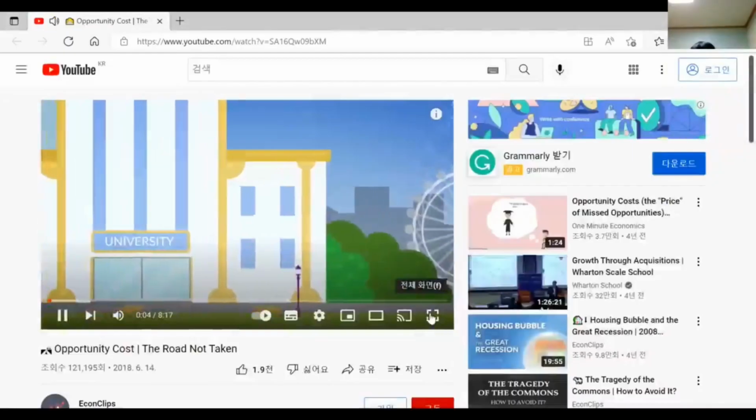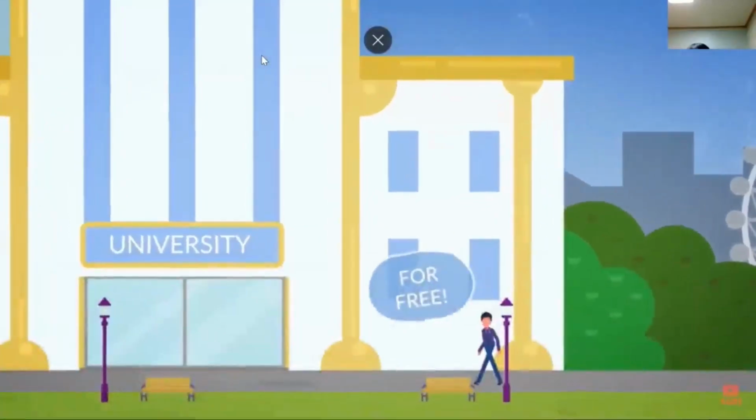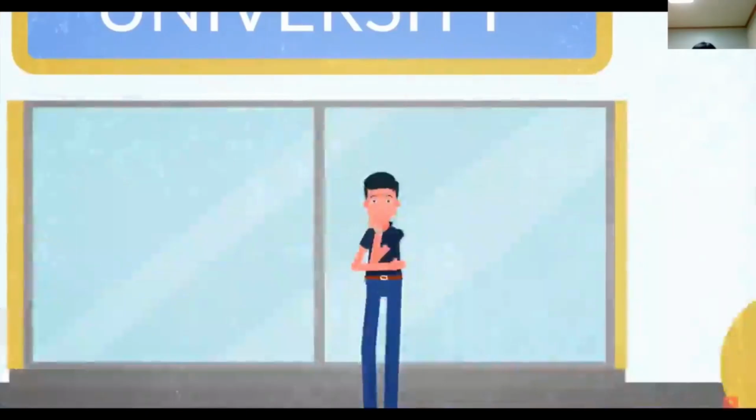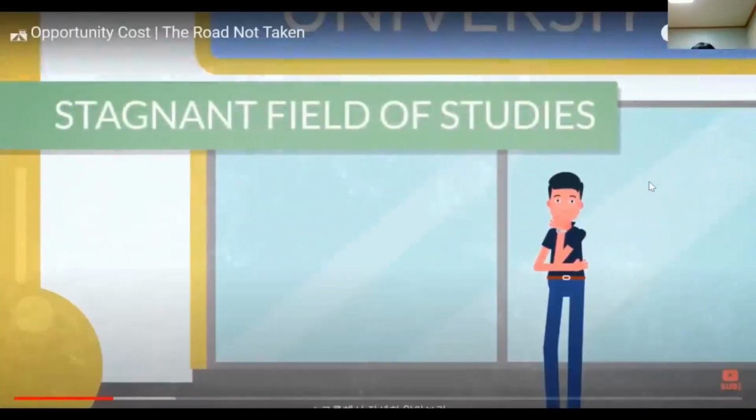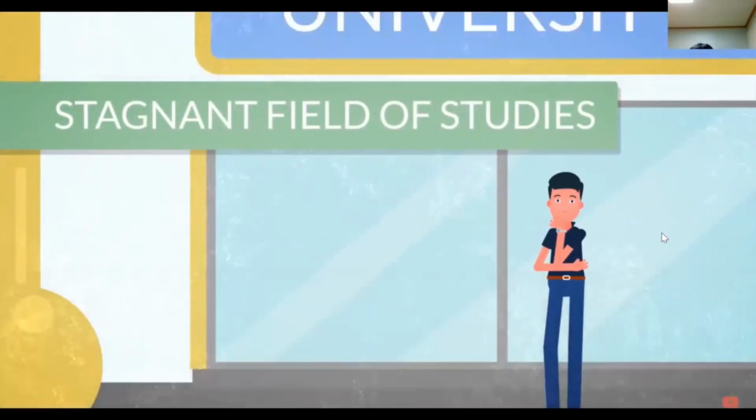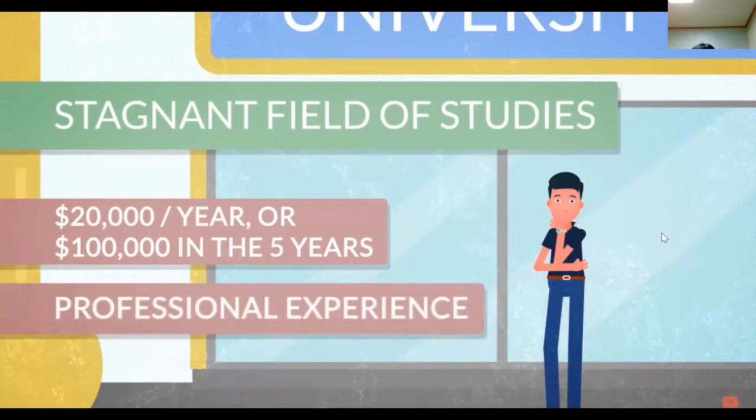A young man enrolls in a tuition-free public university. From his point of view, he gets the education for free. He will study in a field of his choice for 5 years, and after that he will be granted a master's degree. But let us look at this from another perspective. The student chose a stagnant field of studies. Employers will not need his knowledge after his graduation, so he will probably have to apply for a job without any higher education requirements. Instead of going to a university, he could have applied right away for a job paying him $20,000 a year, or $100,000 in the 5 years. What's more, he would have gained professional experience that would quickly allow him to apply for a promotion.